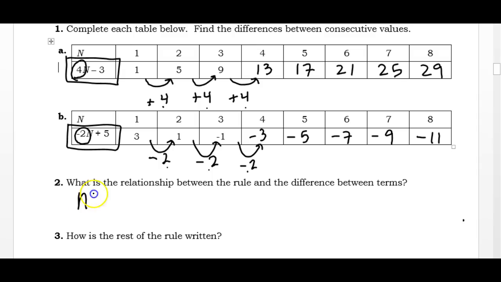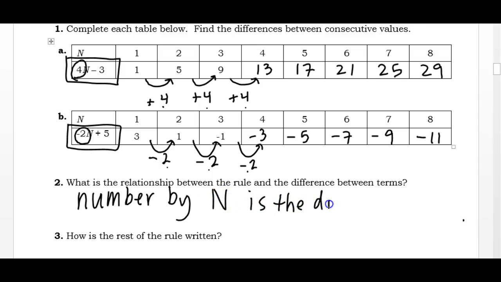So the number by the n is the difference. Whatever the sequence changes by, that is the number that starts your rule. So now I want to know about the rest of the rule. Where did this -3 come from? Where did this +5 come from?